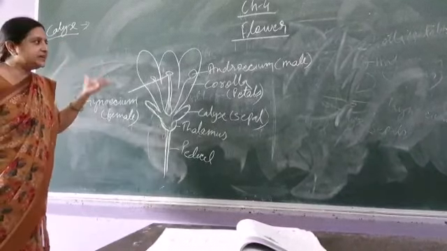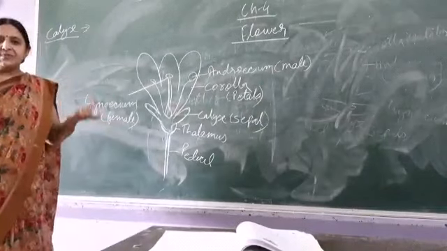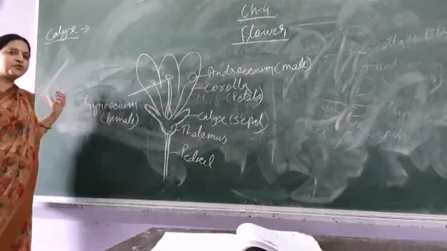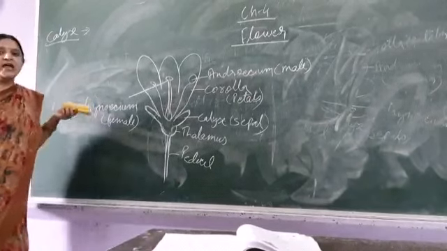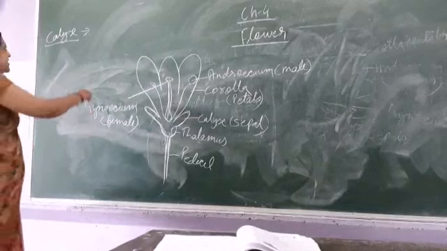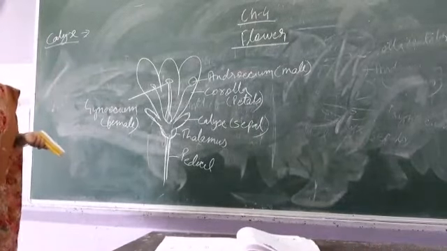We all know that the green color of the plant is due to the presence of chlorophyll pigment, and chlorophyll helps in the process of photosynthesis, so the calyx also helps in photosynthesis. The main function of the calyx is to protect the flower in its bud condition.